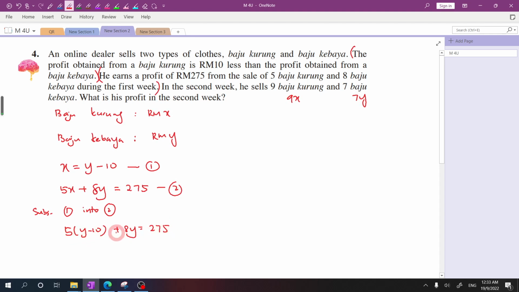Now you will notice that there is no more x here. This is the way we solve simultaneous linear equations. First, we change the two unknowns into one unknown, then it will be like a normal linear equation. Okay, here I'm going to do some expansion. Bring the 5 inside here. 5 times y, you will get 5y. 5 times negative 10, you will get negative 50. This is 8y. This is 275.